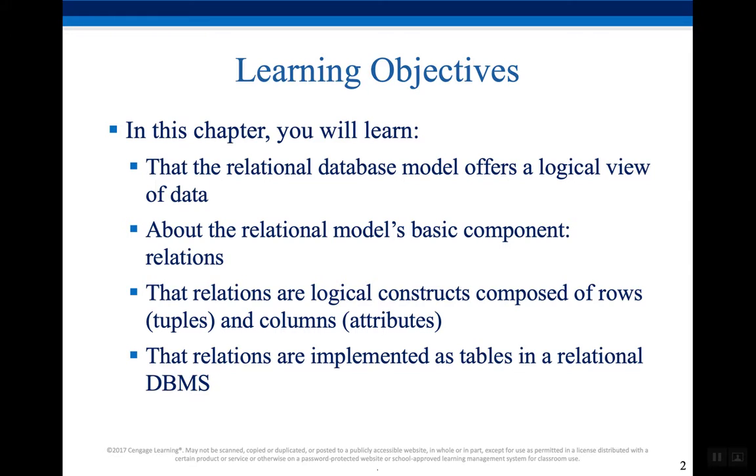The relational database has a particular construct that uses what it calls relations. These relations, which we can also call tables, are made up of rows and columns, or as we call them here, tuples and attributes. And these tables, or these relations as they were, are implemented as tables in a relational database management system.